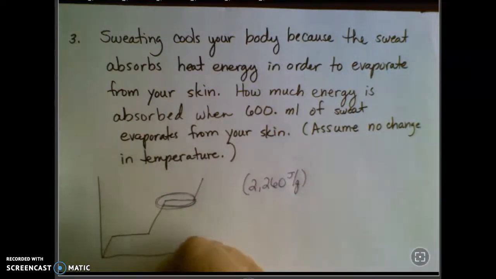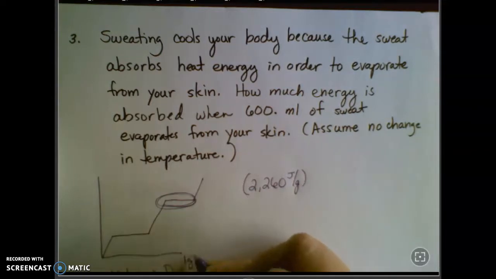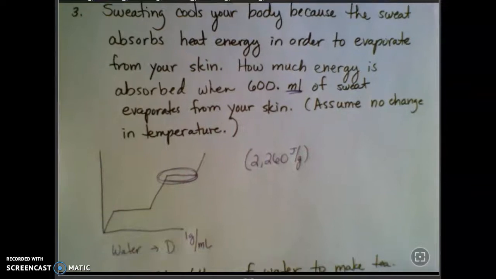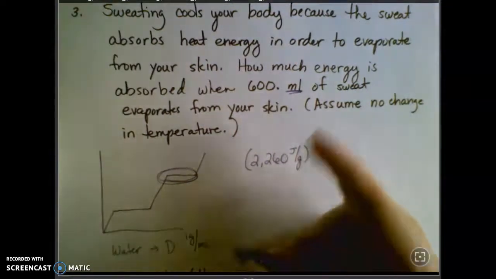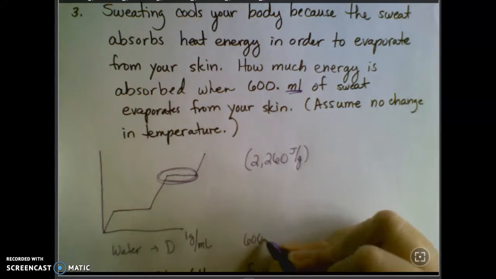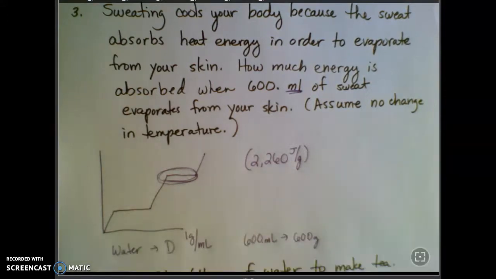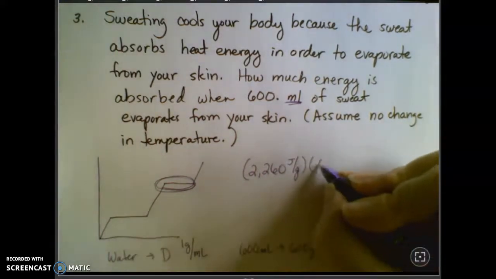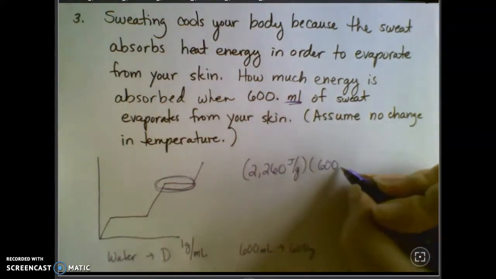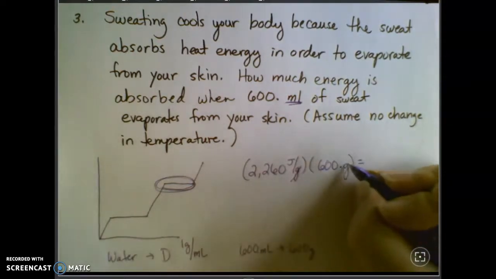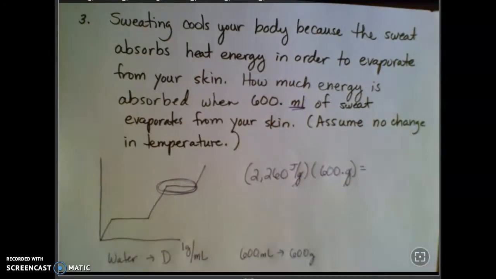But water has a density of 1 gram for every milliliter. So if they're giving you a volume of water in milliliters, that's also the mass of the water. So 600 milliliters of water has a mass of 600 grams. So that's what I'm going to plug into my equation here, 600 grams. And that's it for this one. Grams will cancel out, and then it's just a matter of doing a quick calculation.